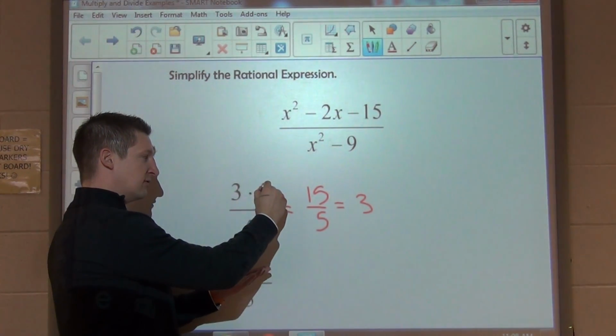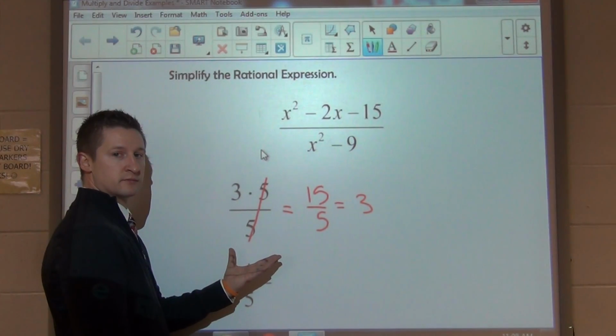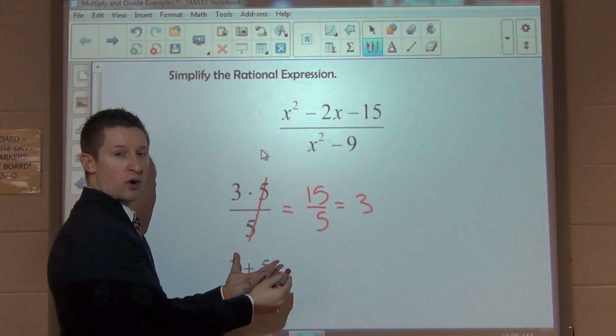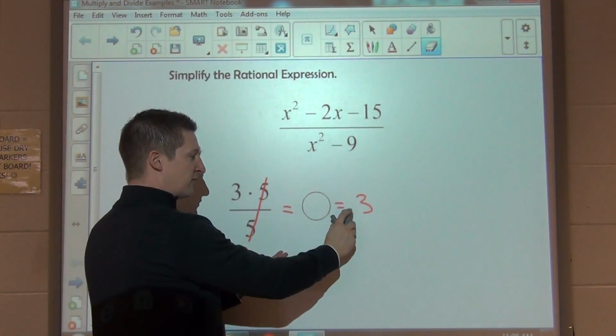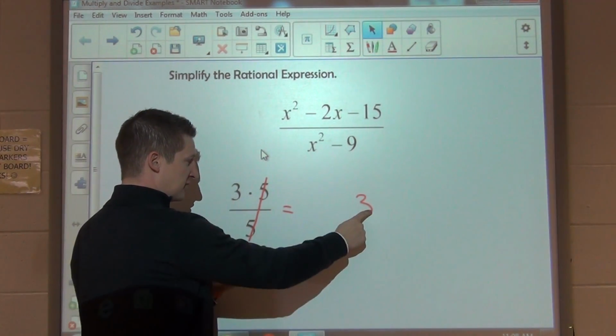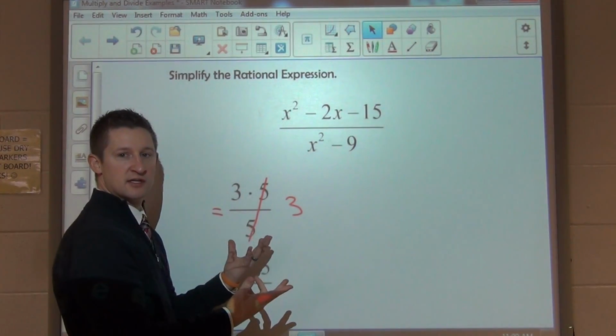5 divided by 5 is 1. So it would be 3 times 1 over 1. Well, 3 times 1 is 3, divided by 1 is 3, so I wouldn't need to have this 15 over 5. I could just say that this expression equals 3, and that's it.